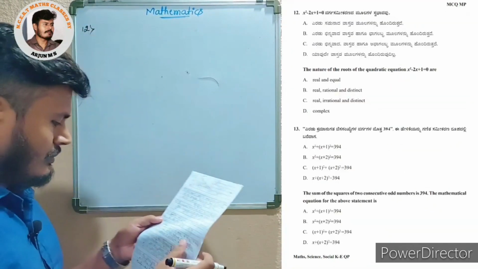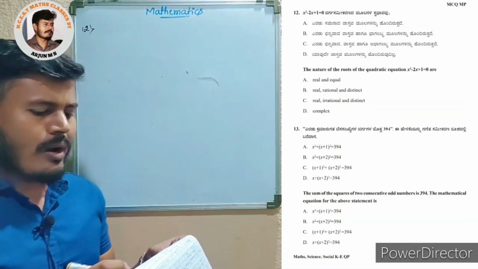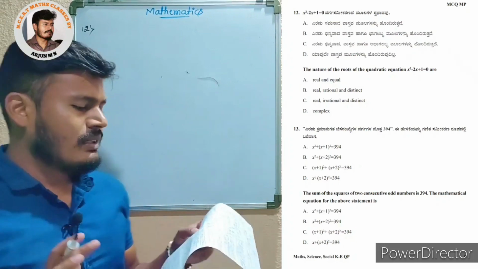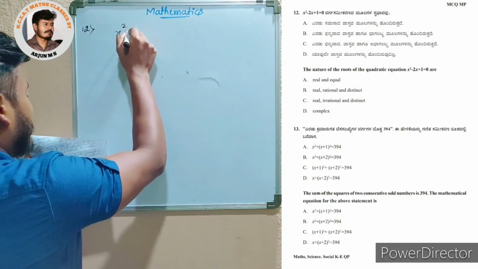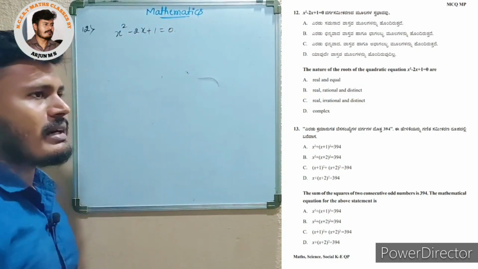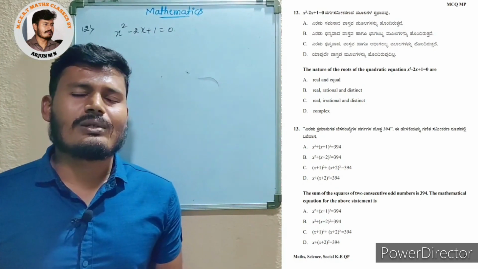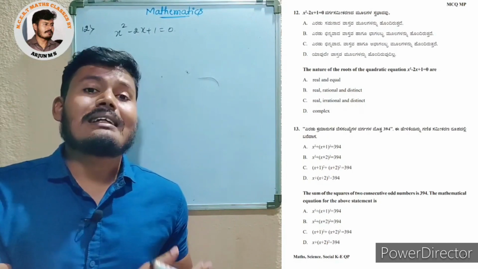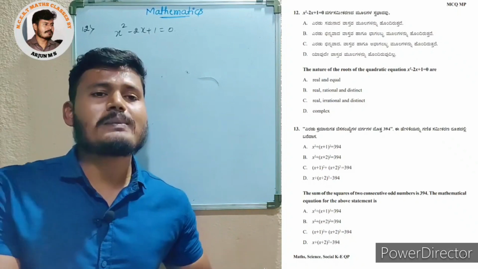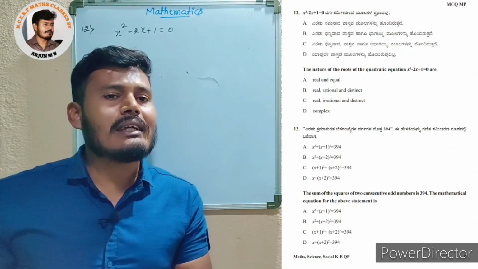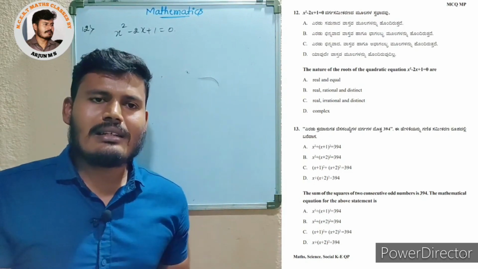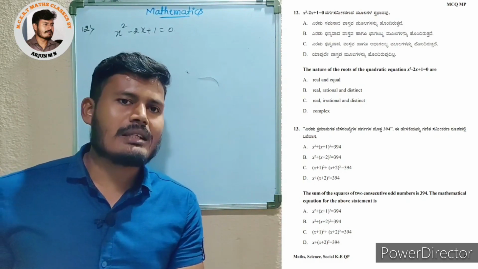12th one. The nature of roots of the quadratic equation x square minus 2x plus 1 is equal to 0 are... They are given the quadratic equation x square minus 2x plus 1. We have to find out the nature of roots. We already know that the nature of roots is represented by the discriminant or delta, right? The discriminant describes the nature of roots of the quadratic equation, whether they are real and equal, real and distinct, or no real roots or imaginary roots.